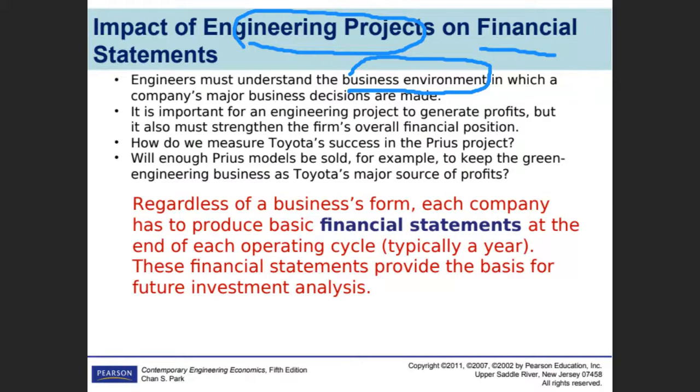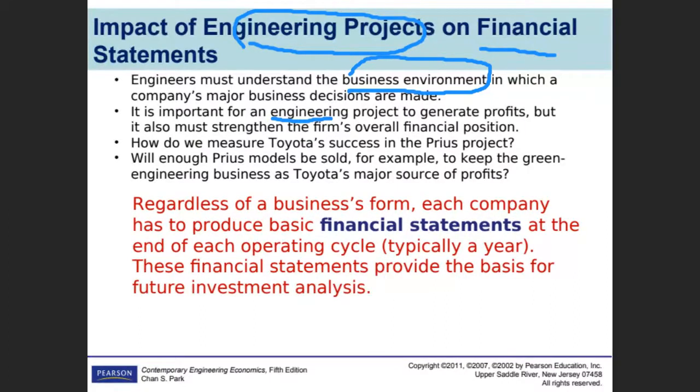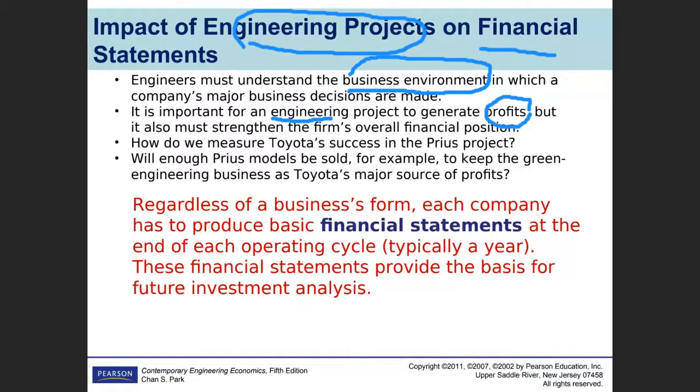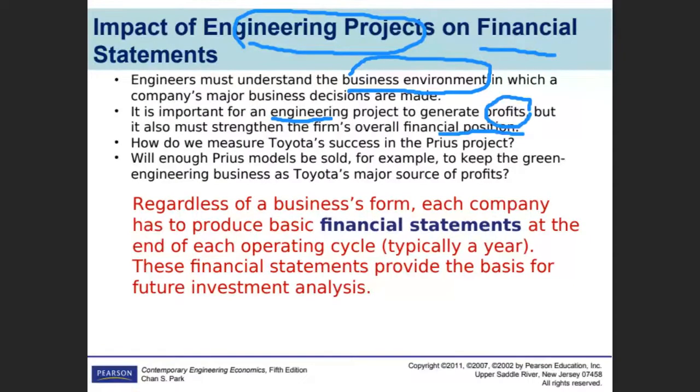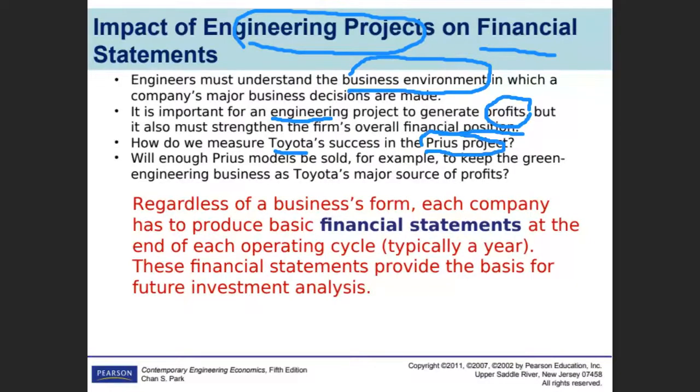Okay. Also, if you have an engineering project, it should generate a profit. Not only profit, it should improve the financial position of the firm. Now, for example, in the case of Toyota, in this Prius project, which is for a hybrid car, how can we measure the success? Just like for a student, you can see your grade or GPA, right? You can measure your success if you have an A plus in a course. You say, I did excellent.